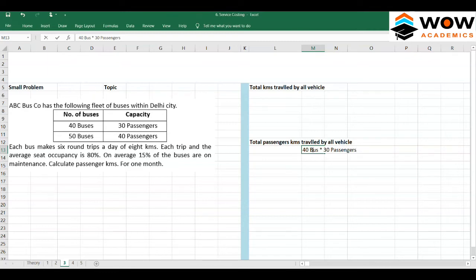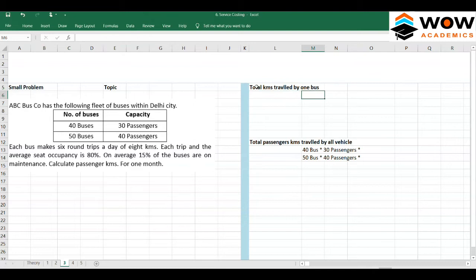Thereafter, in the second sentence we have another type of bus: 50 buses are there and it can carry 40 passengers. Thereafter we are trying to find out the total kilometers traveled not by all vehicles but by one bus. One bus we'll try.